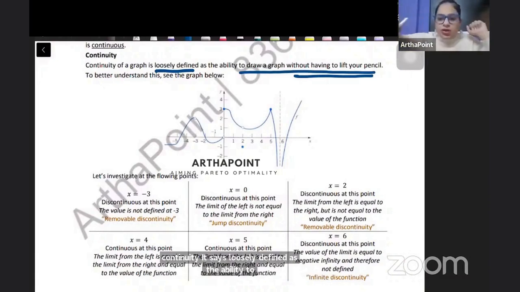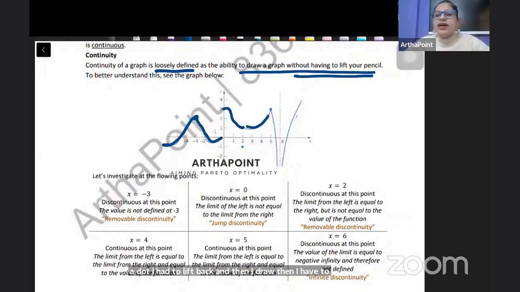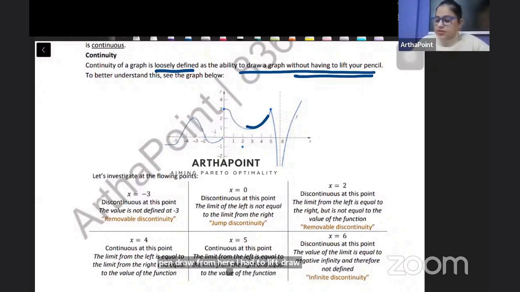अगर मुझे पेन ना उठाना पड़े, if I don't have to lift up my pen, then it's a continuous diagram. But if I have to lift, जैसे यहाँ I plotted here, then I had to draw a dot, I had to lift back and then I draw. Then I had to again lift my pen, draw from here. I had to lift, draw. अगर ऐसा कुछ करना पड़े, wherever you have to lift your pen up, that is called a discontinuous diagram. उसको हमें discontinuous diagram बोलते हैं.